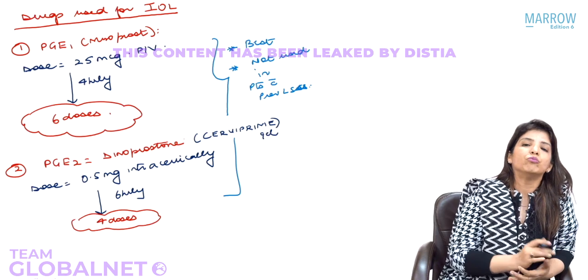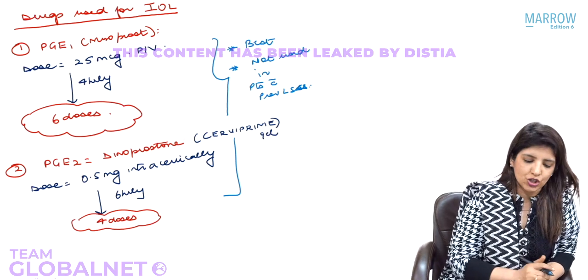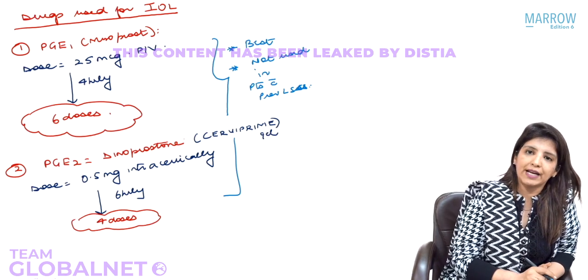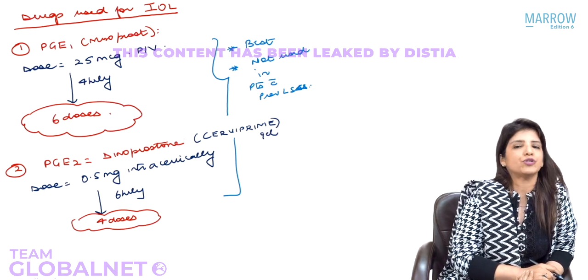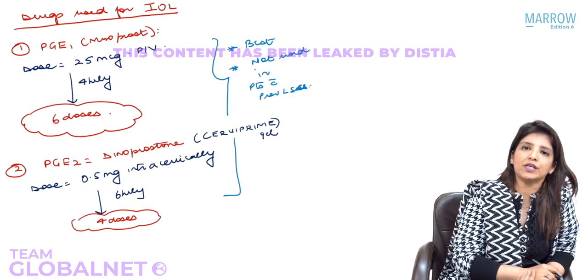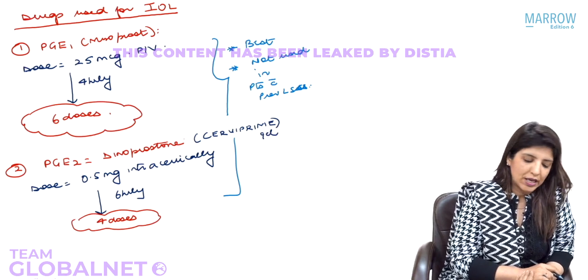The first or the most commonly used drugs for induction of labor are the prostaglandins. They are the best drugs for induction of labor. In prostaglandins, we have got 2 options. One is PGE1 and the other is PGE2.